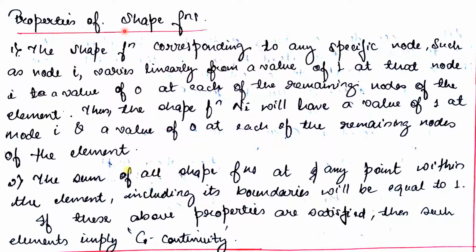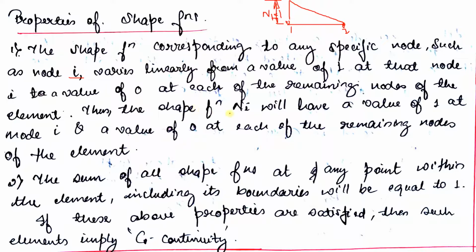Now we'll go through the properties of shape functions. The shape function corresponding to any specific node, such as node I, varies linearly from a value of 1 at that node I to a value of 0. You might have seen, you have drawn the variation of shape function. This is the shape function variation for 1D element N1. This is your node 1 or node I, node J or node 2. N1 will be equal to 1 at its own node, and it will vary linearly to a value of 0 at each of the remaining nodes. If there are multiple nodes, 2, 3, 4, and so on, N1 will be 1 at its own node, vary linearly along the element and be 0 at other nodes.